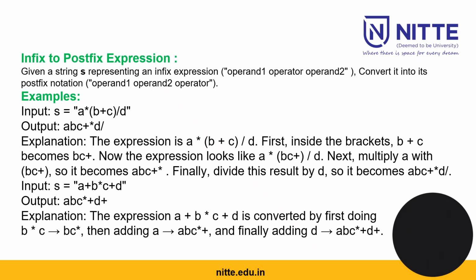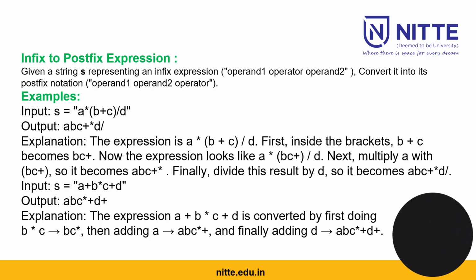Here the input I give is the string A plus (B plus C) star D... Here the highest precedence we have to check first. The highest precedence will be given to those operators which are in the brackets. So that is why first I will make that into postfix. So it will become BC plus. So I will write A, then I will write BC plus.